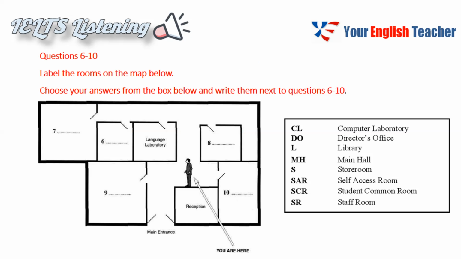Look at the area highlighted in red. This is the instruction. Always read that carefully. This one is saying, label the rooms on the map below. Choose your answers from the box below and write them next to questions 6 to 10. It is clear in the instructions that you have to label the rooms. Make sure that you do not write anything from your knowledge. Choose the right answer from the list only.